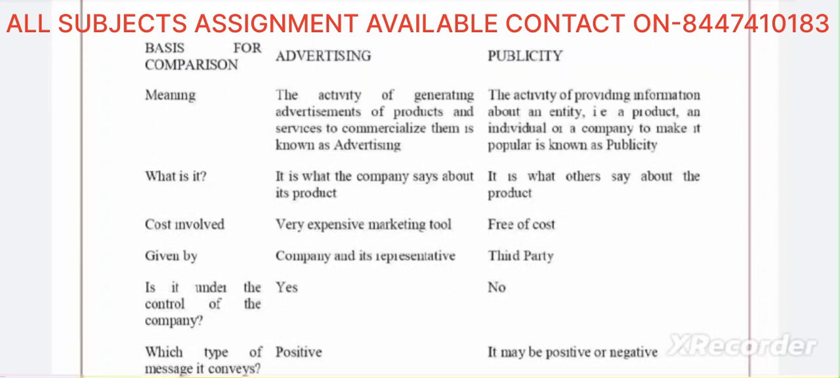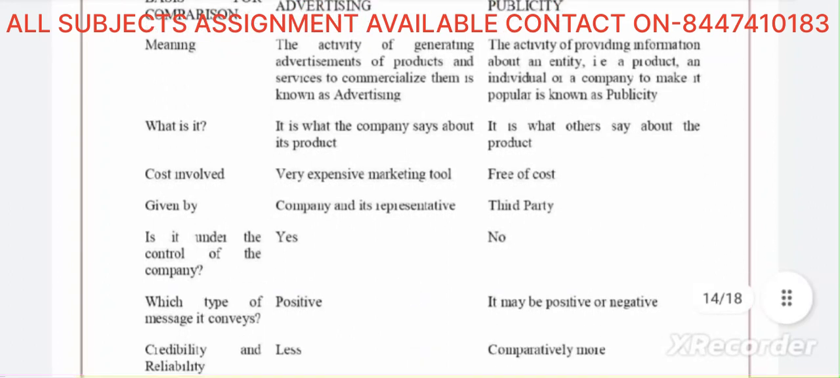The activity of generating advertisements of products and services to commercialize them is known as advertising. Publicity is the activity of providing information about an entity, that is a product, an individual or a company, to make it popular, is known as publicity. What is it? It is what the company says about its product. It is what others say about the product.